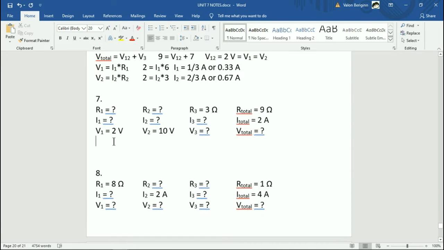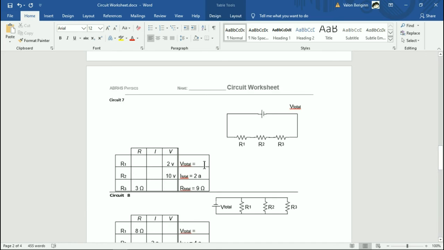All right, so 7. Now these are all in series, so all the series rules apply. First thing to notice, which you should always do for these, is whether there are any pairings where there are 2 of the numbers. Okay, so V total equals I total times R total. We can immediately figure this out because we need V total. So I total is 2 times R total is 9, therefore V total is 18. We can immediately figure that out just from knowing those 2 numbers. And I'll not put it in yet.